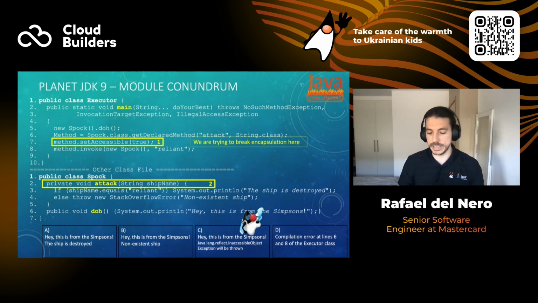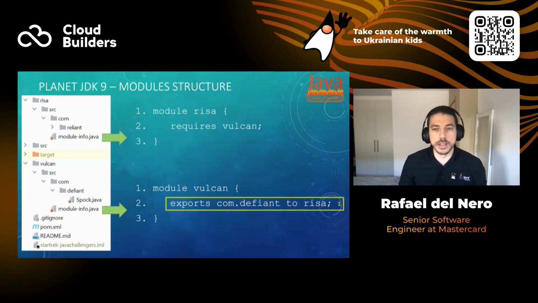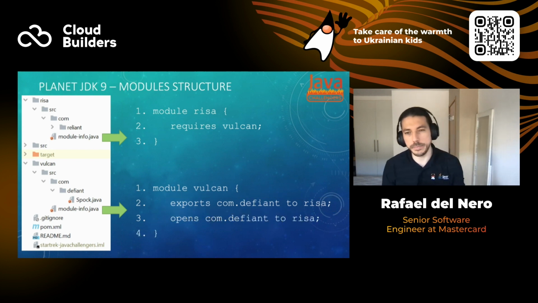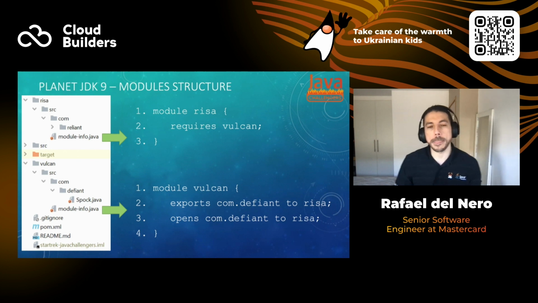So that's the issue here. Yeah, and as I told you, it's fine to invoke a public method because we are exporting the necessary package to RISA. But when we talk about encapsulation, we really have encapsulation with modules.